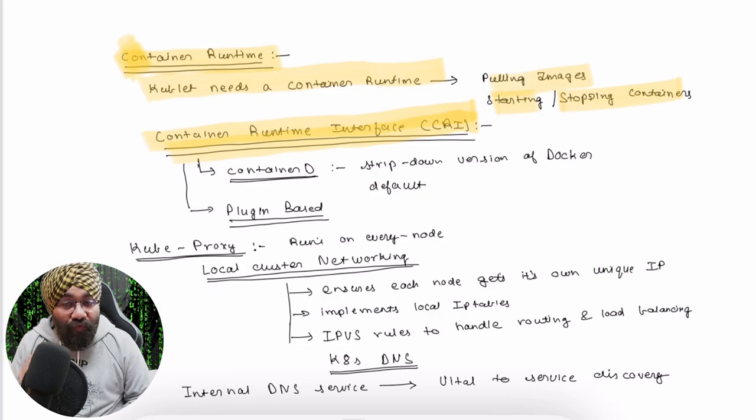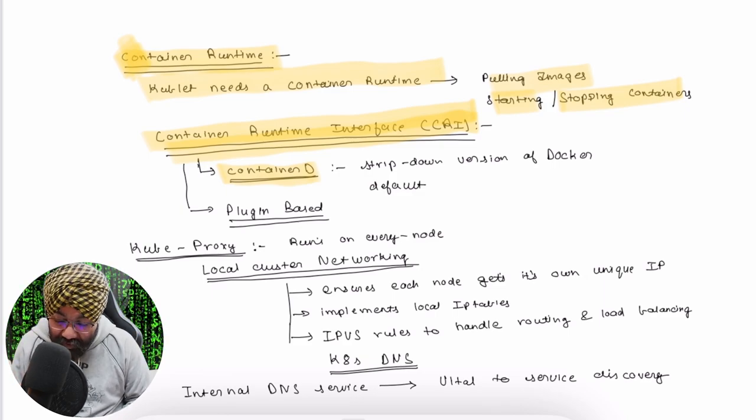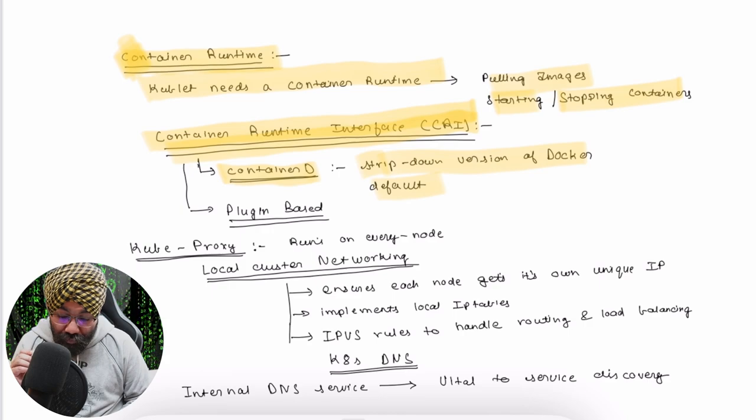As of now, the default runtime is containerd. I have explained all this in the earlier video also, but I'm just repeating. The default runtime is containerd, which is basically a stripped down version of Docker itself. So the kubelets need a container runtime for container operations, and any runtime that implements the CRI interface can work with kubelets. By default, they use containerd, which is a stripped down version of Docker, and all the Docker images will run perfectly fine with the containerd runtime as well. So it is plugin based. In future, any other runtime or interface can also become the default in Kubernetes, but as of now, to my knowledge, containerd is the default runtime.